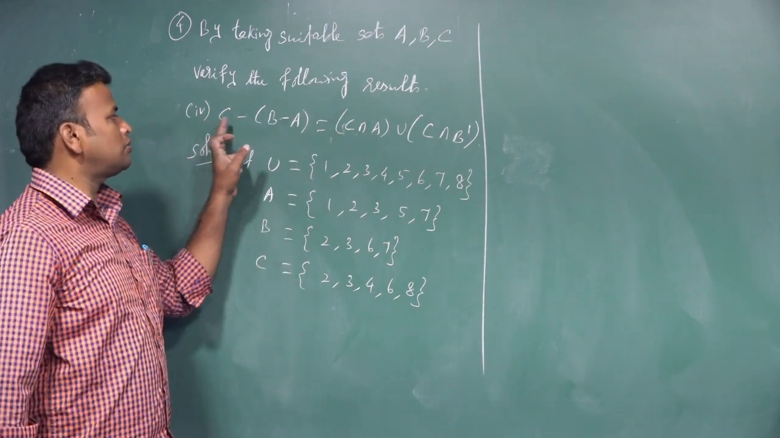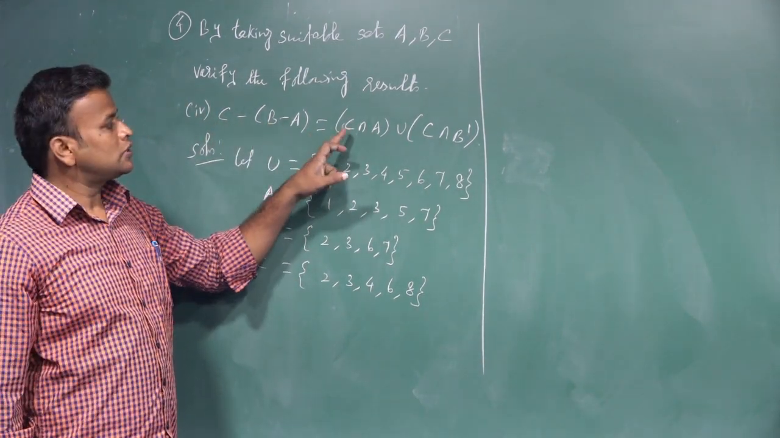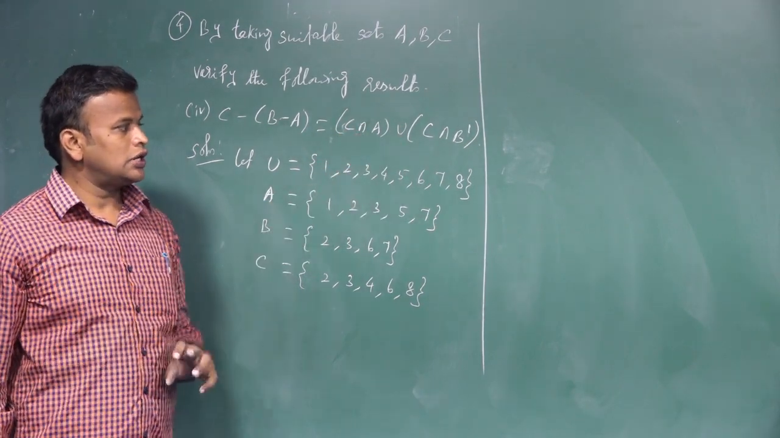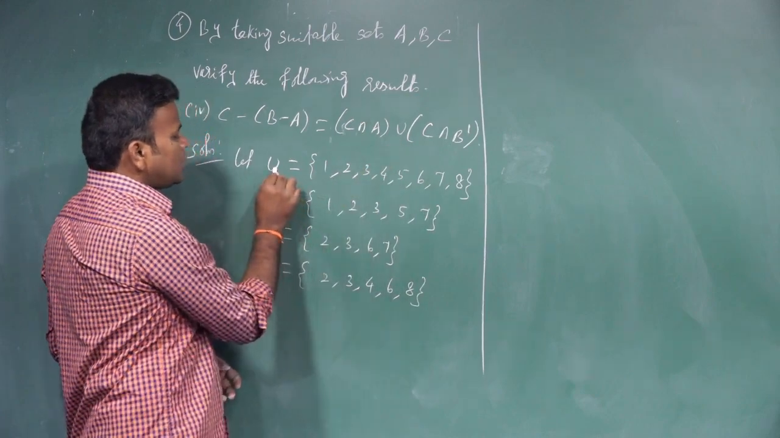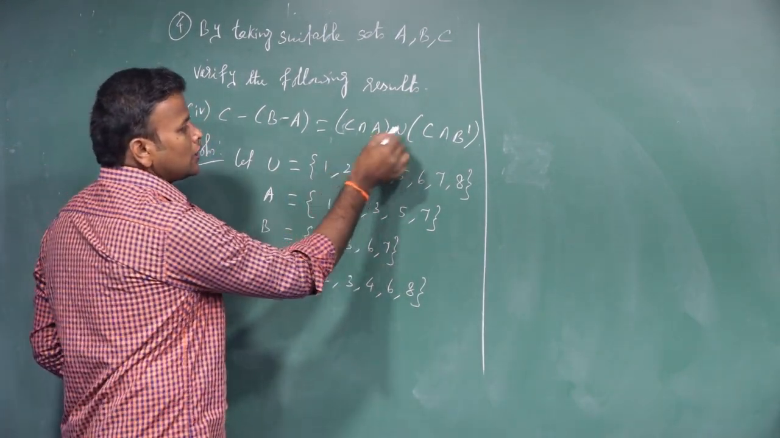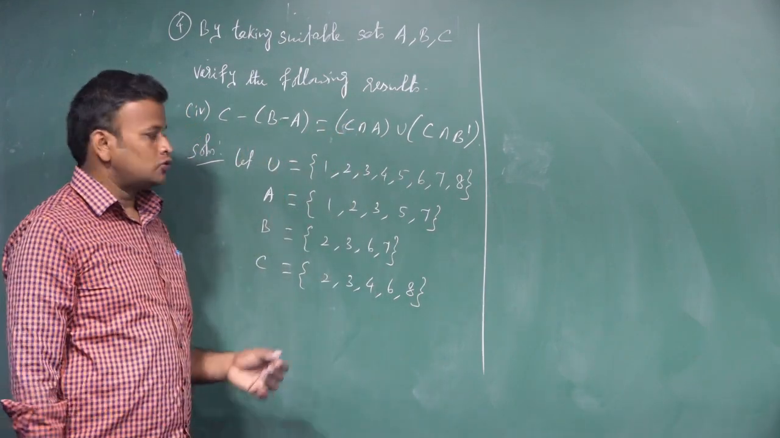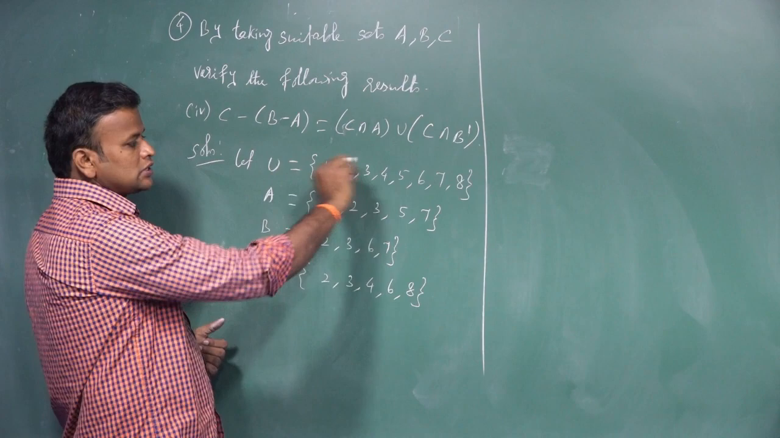But you don't read C minus. C difference B difference A is equal to C intersection A union of C intersection B dash. So dash is involved, so I will take a universal set. And how many sets are involved here? A, B and C. So universal, A, B and C. Here also I will take some elements.